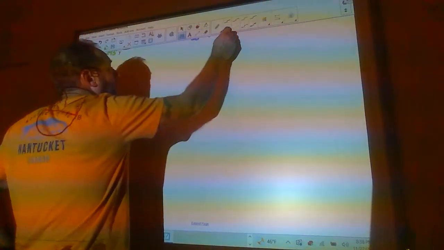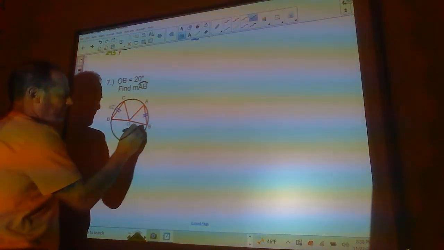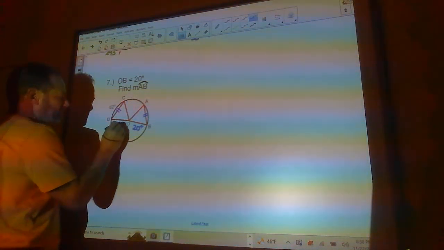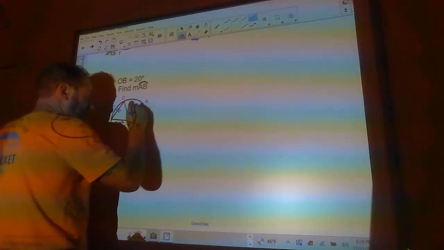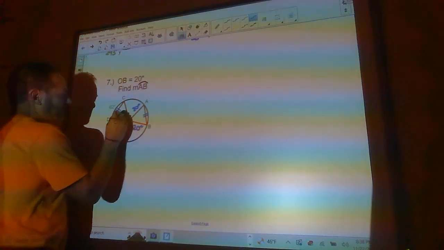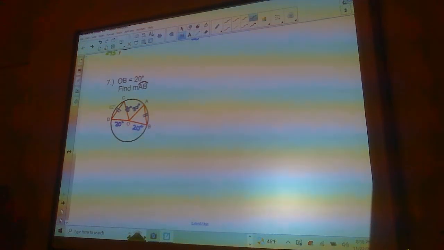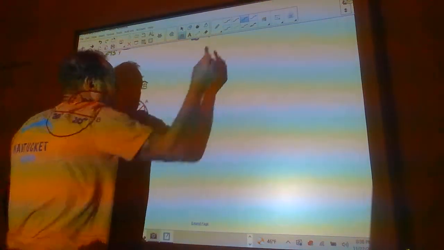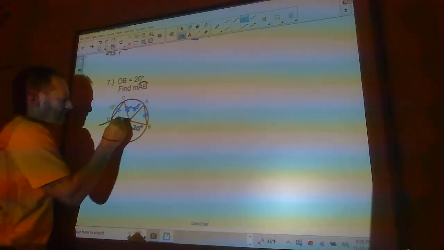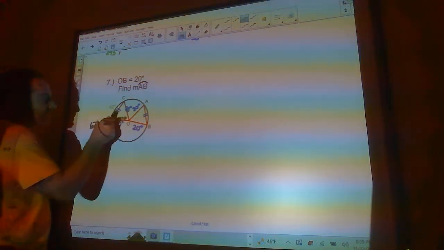Okay, so here's what I know. I know that OB is 20 inches, and I know that OD is 20 inches. Okay, because they're both radii. That means OA is 20 inches, and that means that OC is also 20 inches. Okay, so these two triangles are congruent by side, side, side, which means that, let's see, what else do I know? I also know that this angle right here is 62 degrees because it's the same as its intercepted arc right here.